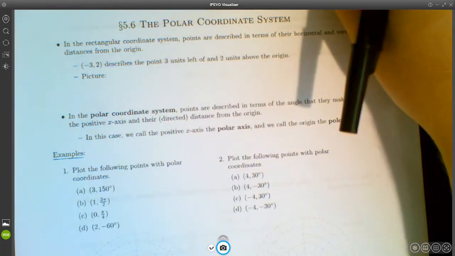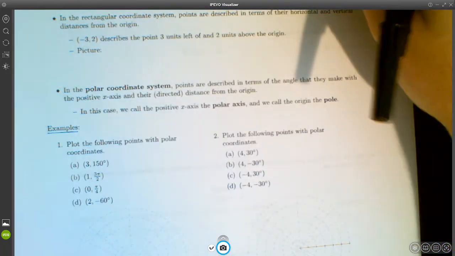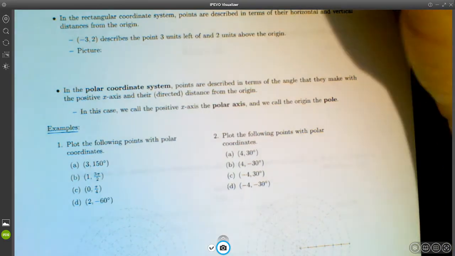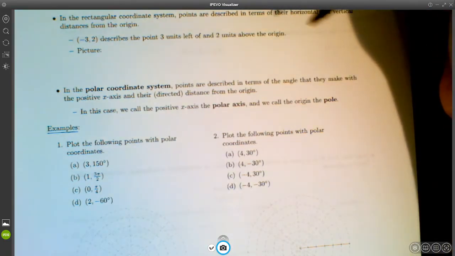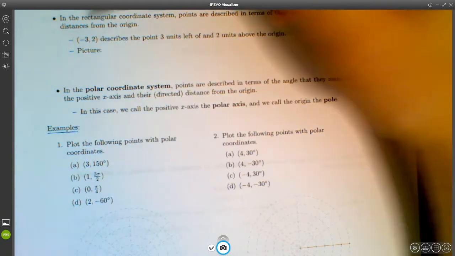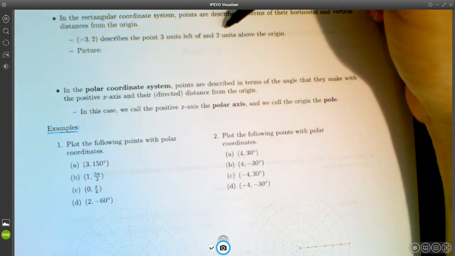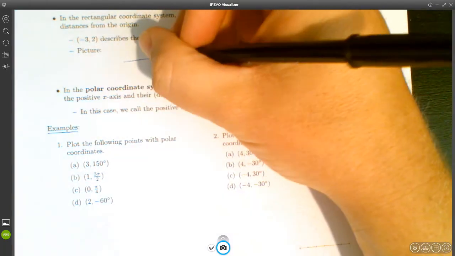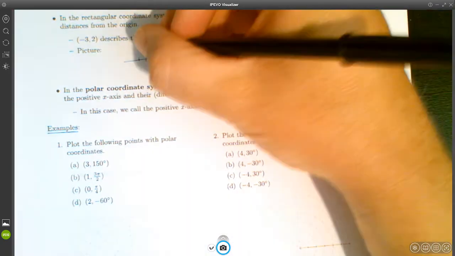Otherwise, here it is. So let's talk about polar coordinates. In the rectangular coordinate system, points are described in terms of their horizontal and vertical distances from the origin. So for example, the point -3, 2 describes the point 3 units left of and 2 units above the origin, right? So 3 units left and 2 units above the origin.